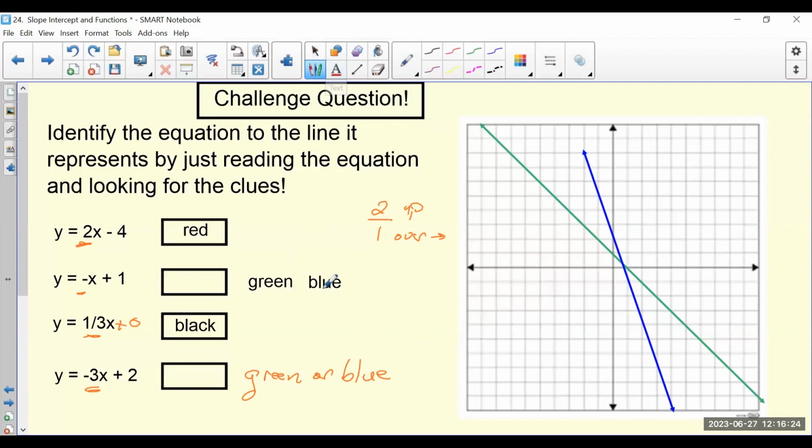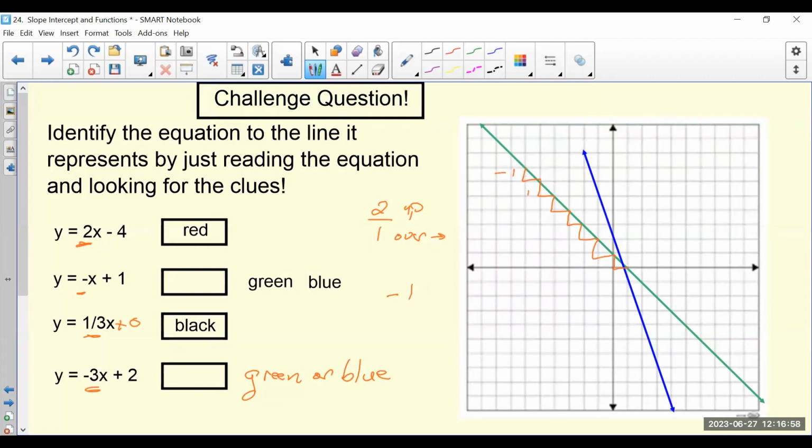Now we're looking at which one's green, which one's blue. Blue's a little bit more extreme. Green's a pretty good slope. So we're looking for where does it go through? Well, it looks to me like green just goes down 1 over 1, down 1 over 1, down 1 over 1. And it looks like it's keeping up this pattern all the way down. It's a 1-to-1. So it's going down 1 over 1.